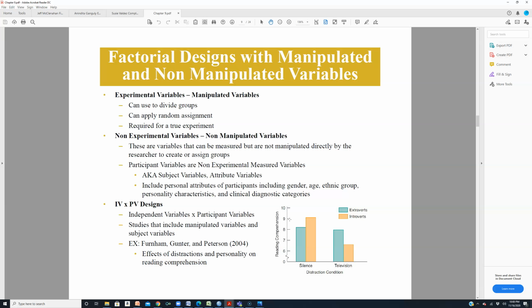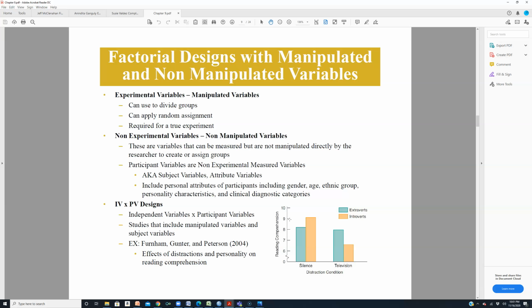I'm not directly creating the groups, right? I might look at sexual assault survivors and non-sexual assault survivors. They come preformed. I might look at gender. They come preformed. I'm not randomly assigning. So therefore, they're non-experimental variables. I didn't directly manipulate them. We can use participant variables.